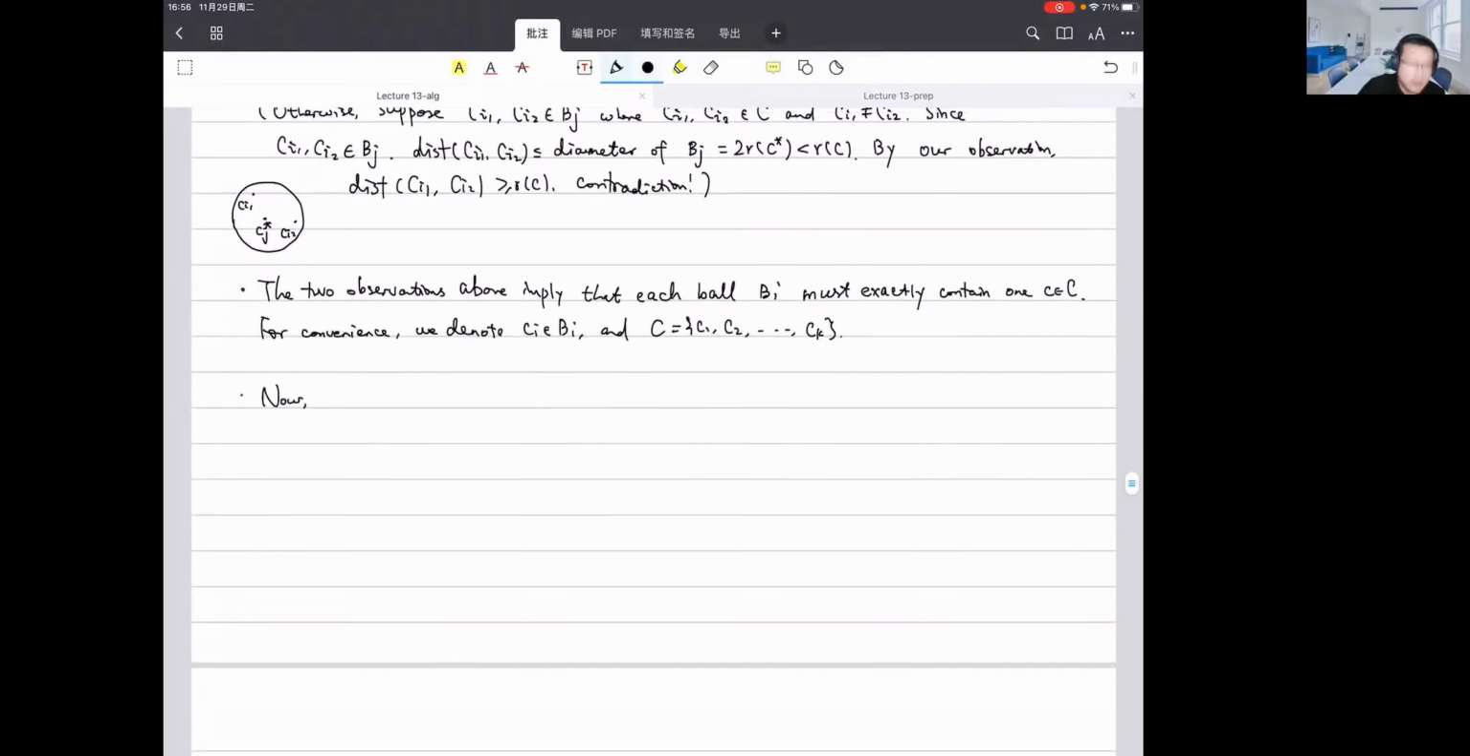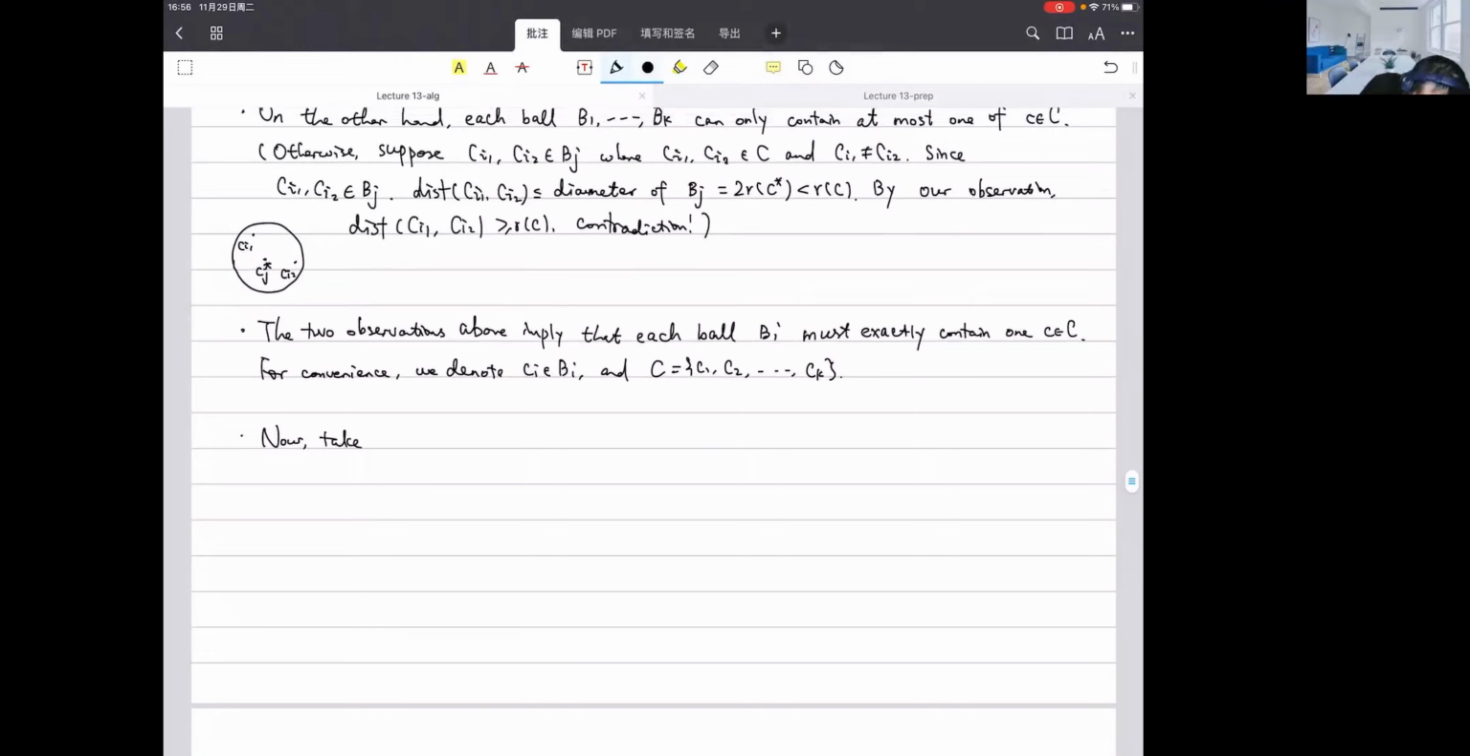So now we just take any set S here. We want to have a good understanding of what, based on our greedy algorithm of choosing the set C here, is the good thing that we are going to satisfy here. So now we just take any set S from the original input here. We denote its closest center, let's say, C star as Ci star.